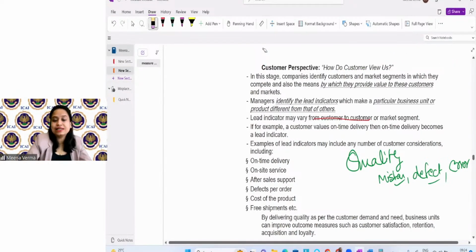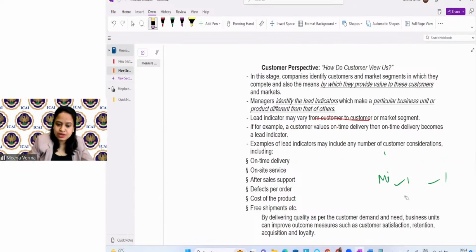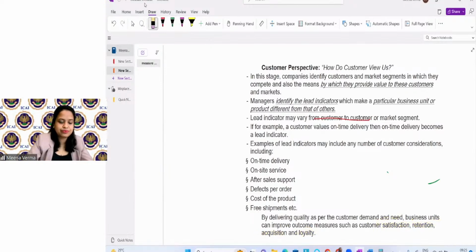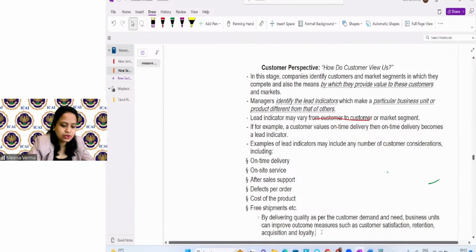Okay, these are the lead indicators which you will see. Customer happiness will be considered as customer satisfaction, customer retention. I told you about all these words. What is customer retention? What is customer acquisition? Customer loyalty, customer satisfaction, these words, right? We have discussed all these things. Okay, next.